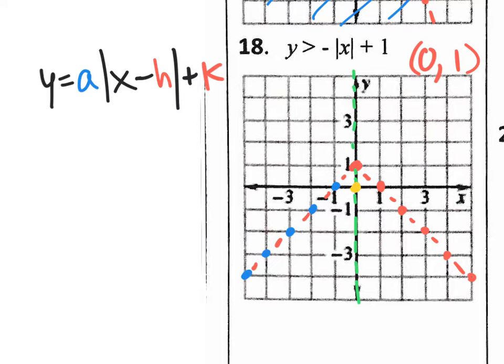So plug in 0 for x, 0 for y, and what will it say? It'll say 0 is greater than the absolute value of 0, which is 0. With the negative in front, it's still 0. And then 0 plus 1 is 1. It's going to say 0 is greater than 1. Is that true or false? 0 is greater than 1. False. So this little yellow dot did not work. This is not an answer. Where are my answers at? On the outside. So let's shade in the outside.